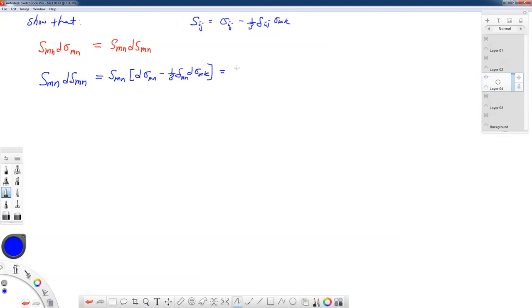Now if I multiply these terms out, I get Smn d sigma mn minus 1/3 Smn Kronecker delta mn d sigma kk. And because the Kronecker delta can act as a replacement operator on indices, I can replace this with Smm d sigma kk. But Smm is the trace of the deviatoric stress tensor. It is equal to 0.